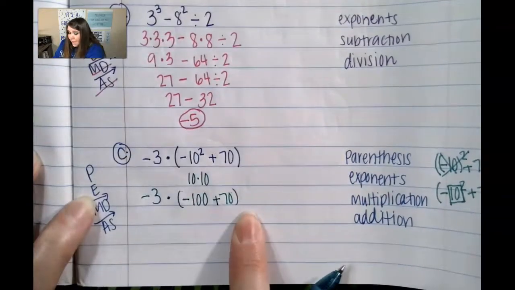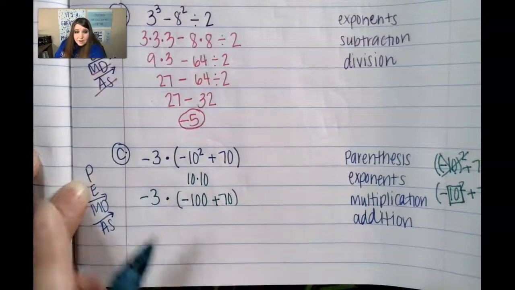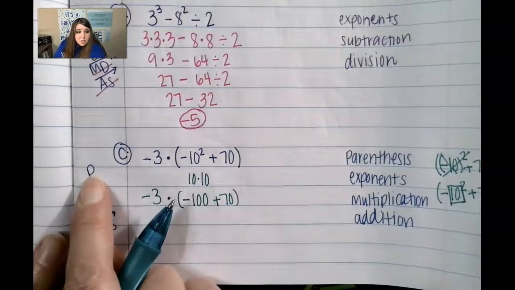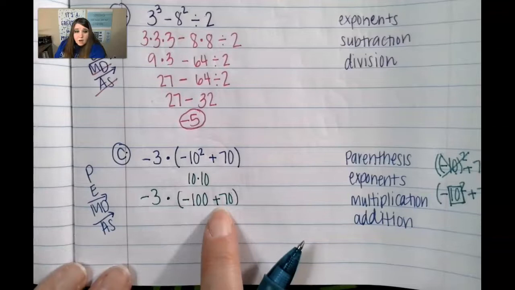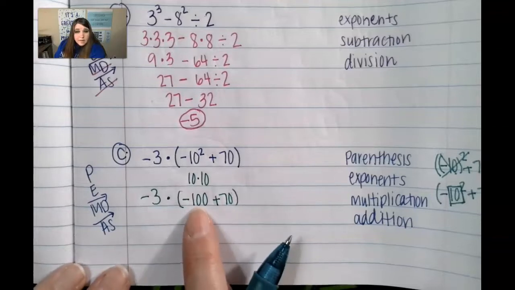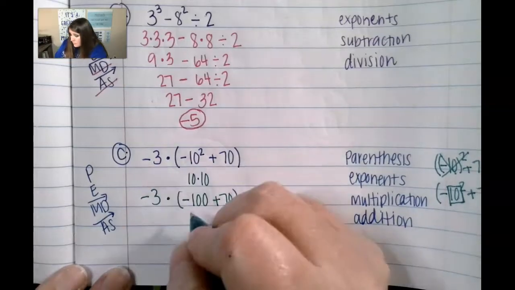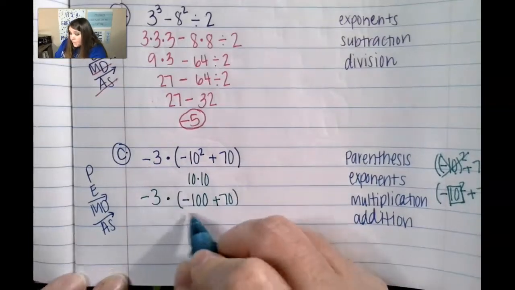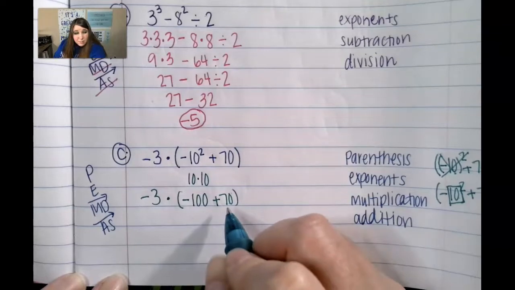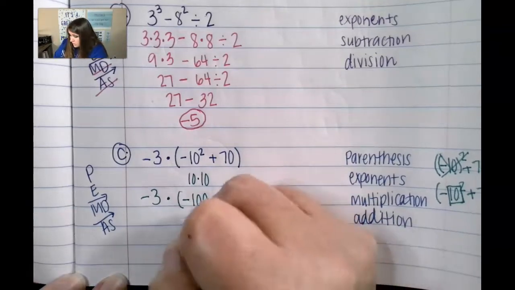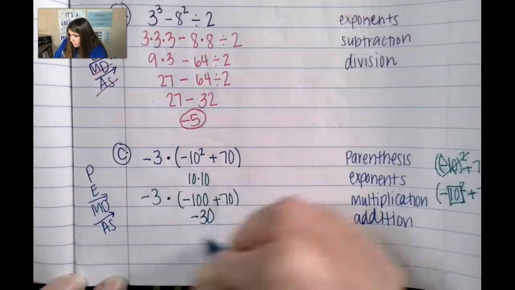And I still have parentheses to do. So I'm not done with those. I cannot check them off yet. I can check them off after I solve what's in here. So I have negative 100 plus 70, and that gives me, so I have a bank account that has negative 100 in it. I deposit $70, so now I have negative 30.